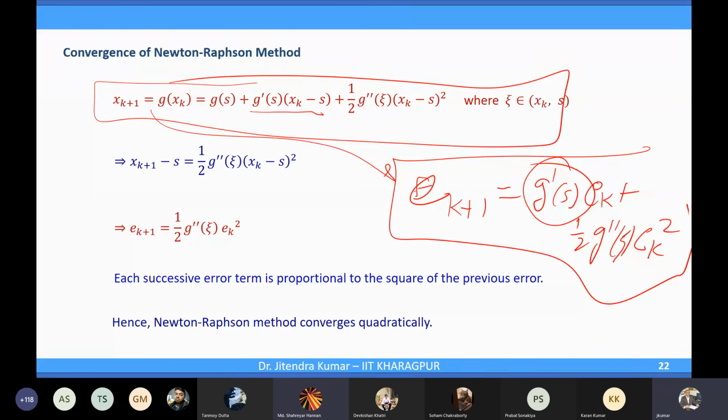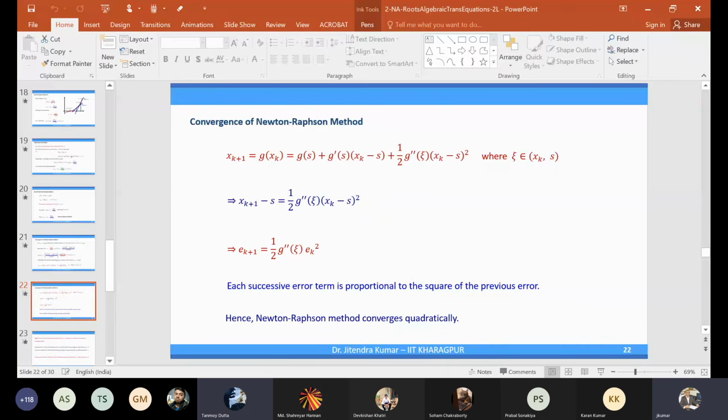Sir, I typed my question in the chat box. Okay, so that is clear here. Yes, sir. The linear term will be larger in that case, so it will be dominant. That's why we're considering it. Absolutely.